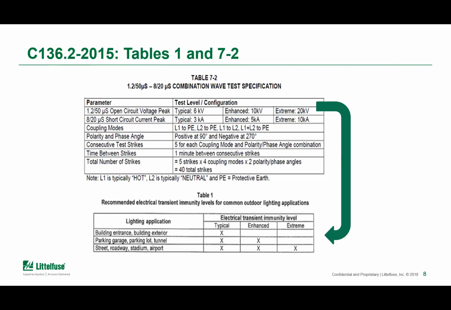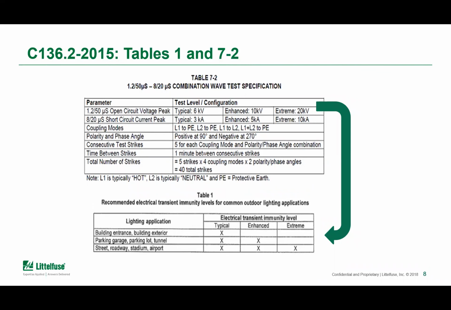The C136 lightning specification breaks it down into three different levels: a typical level, an enhanced level, and an extreme level. That's really based on the installation where the lighting is going to be placed. The typical level applies to more building-attached or building entrance wall pack types of applications, where it's actually connected to the electrical system within a facility or building. That's a much lower level of exposure, only 6 kV, 3 kA.